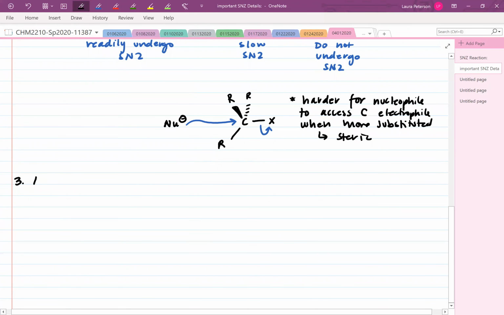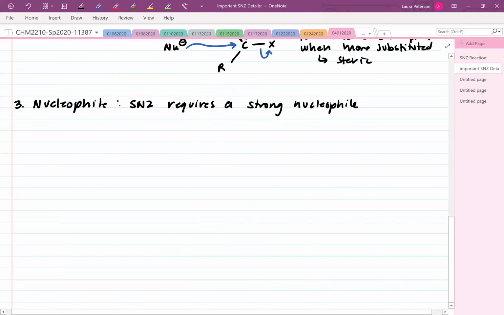Okay, so third, we'll talk about the nucleophile. Basically, what we're going to see is that the SN2 reaction requires a strong nucleophile. Our goal is to figure out what makes something a strong nucleophile versus a weak nucleophile. We're going to make a parallel between nucleophilicity and basicity, and remember some of the trends that influence basicity. We'll see that basicity is basically a proxy for nucleophilicity. Let's figure out why that is.